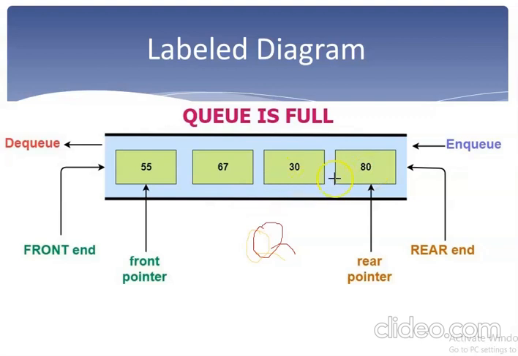So whenever we fill this queue with 4 values, it is considered as queue full. There will be some changes in this definition, what I have told you just now. We will see that after some time. So these are the terminologies used along with the data structure queue. This is a queue full condition.